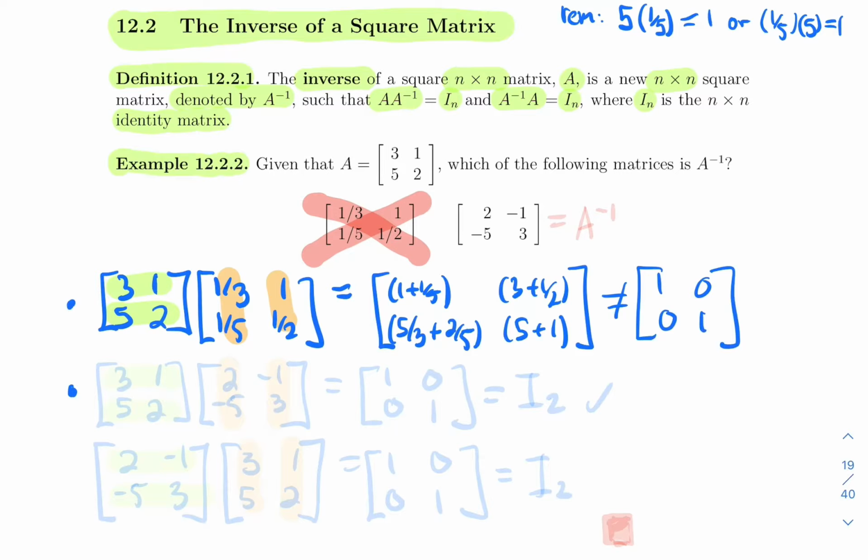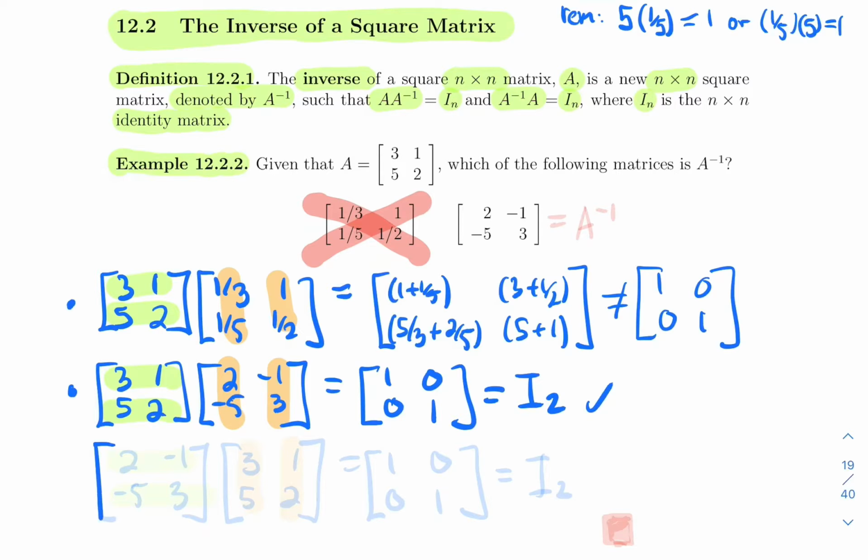So if we try for the other one, so if we have 3, 1, 5, 2, and we multiply it by 2, minus 5, minus 1, 3. So if you do your multiplication, so here again, rows versus columns, and then when you multiply, you get 6 minus 5, you get a 1, and then for the second row, you get 10 minus 10, which is 0. For the second column falling down on the first row, you get minus 1 plus 3, which is 0, and then minus 5 plus 6, which is 1. So that's the identity matrix, which checks.